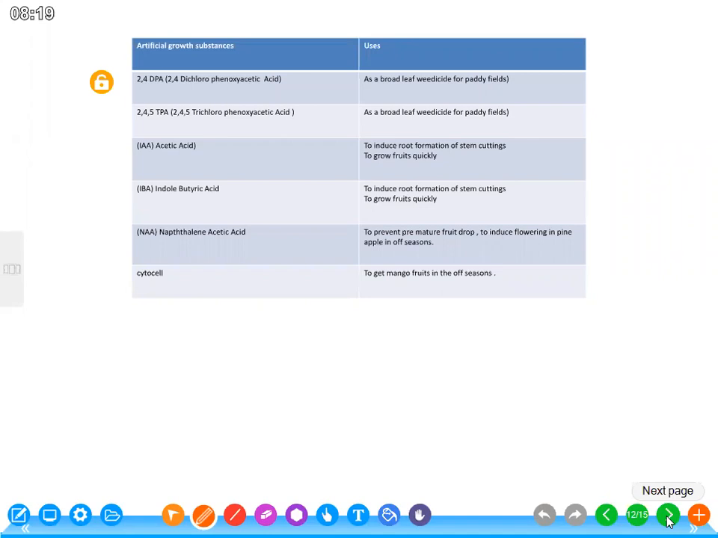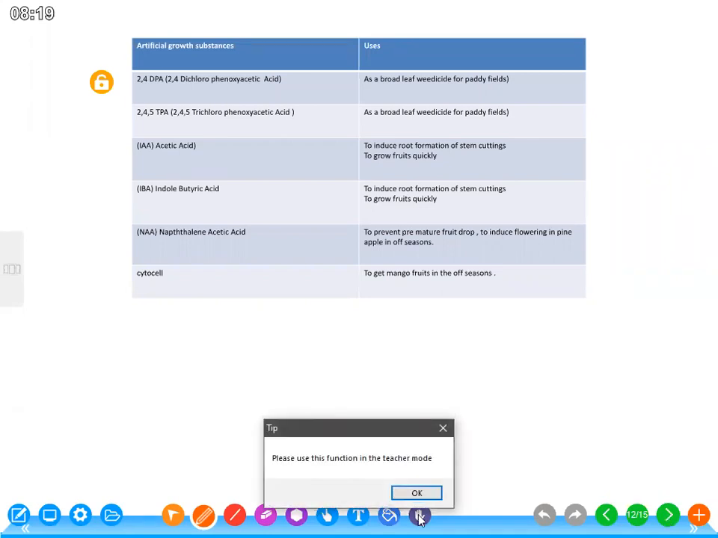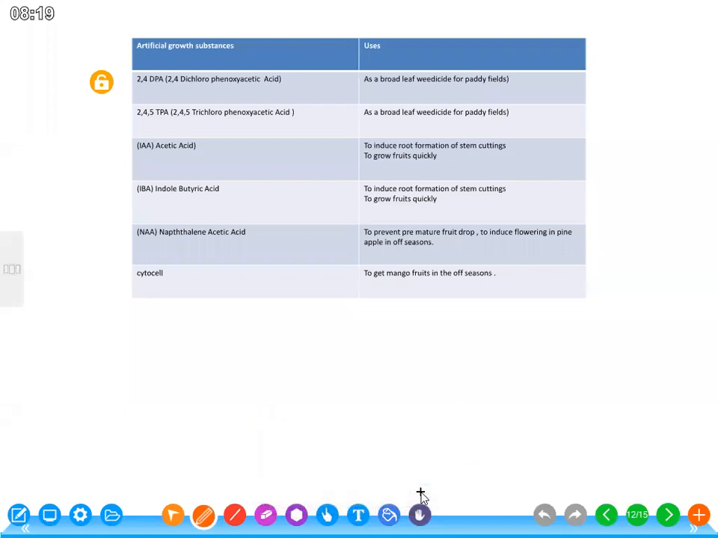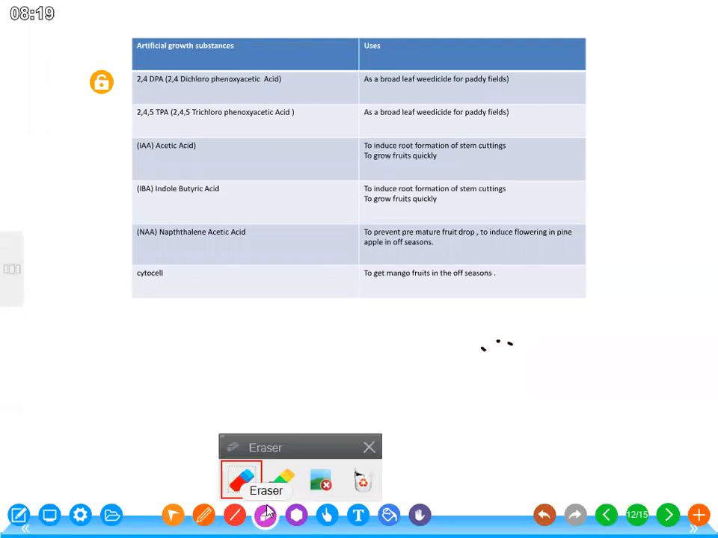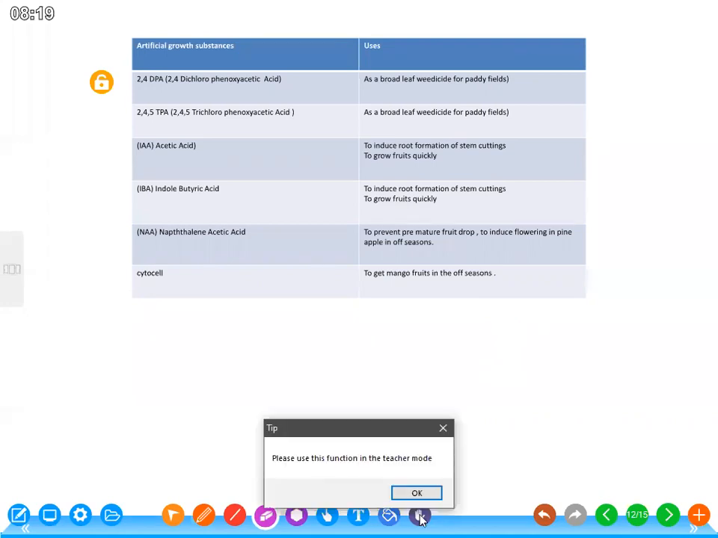There are some artificial growth substances. These growth substances are produced artificially. These artificial growth substances also help us in horticulture and other agricultural processes. So now let us see the artificial growth substances and their uses.